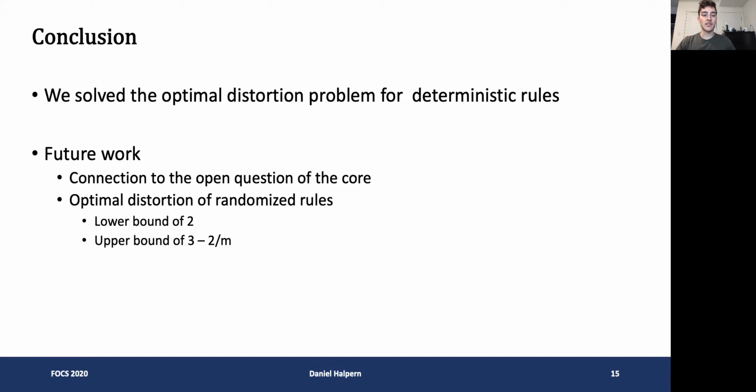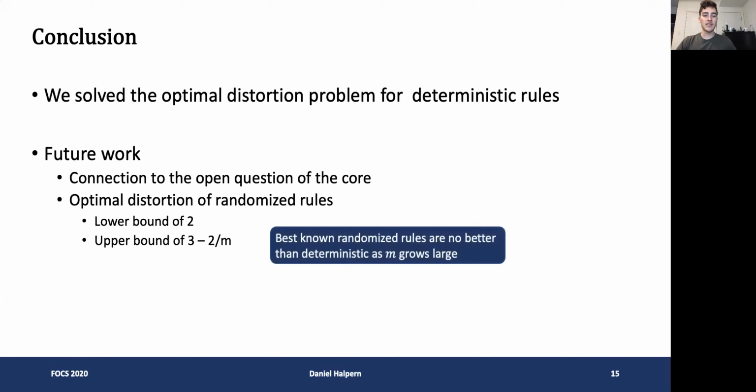And the best known rules prove that there's an upper bound of distortion of 3 minus 2 over m. But interestingly, these rules, as m grows large, are no better than their deterministic counterparts. So a big open question in this field is, can randomized rules do better? Can we achieve strictly better distortion? And I think this is a really exciting line of work and there are some interesting open questions there.